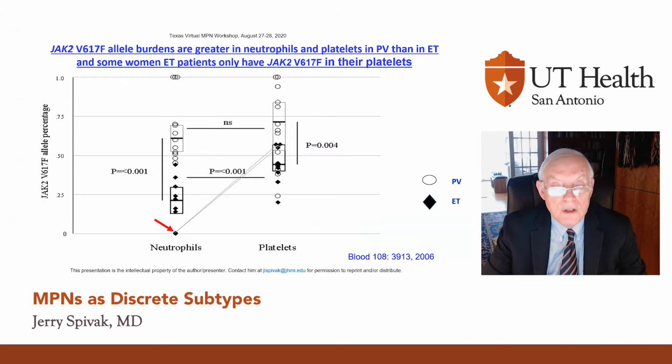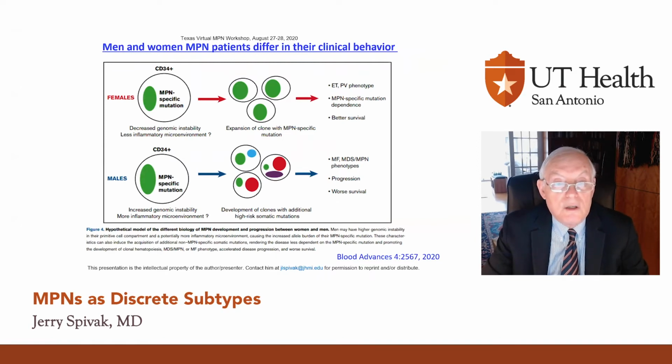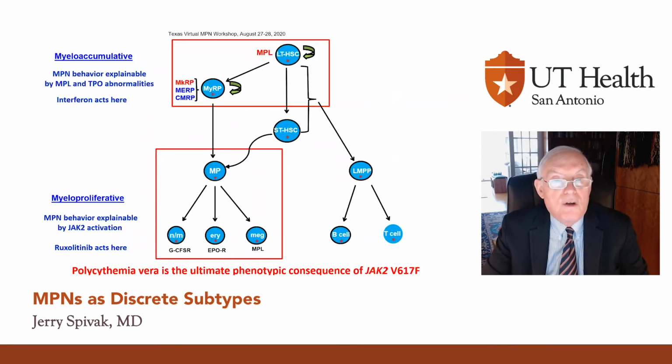And if we look at this old slide from our lab on allele burdens for neutrophils and platelets for ET and PV, the allele burdens are always higher in PV, whether for neutrophils or platelets, than ET. But you'll note here 3 women who have no JAK2 V617F in their neutrophils, but they certainly have it in their platelets. So this takes care of some of the triple negative patients. And just to quickly point out that these diseases, PV and ET, are much more benign in women than in men. So let's look at what's going on here genetically.